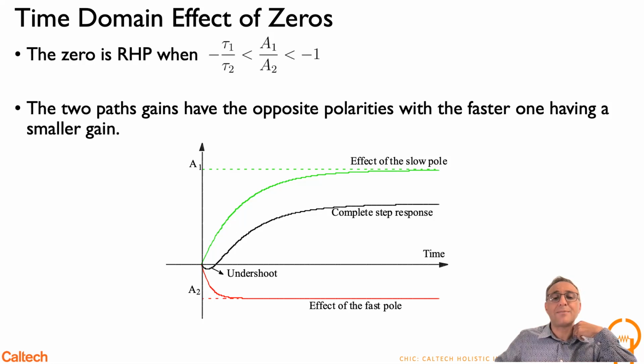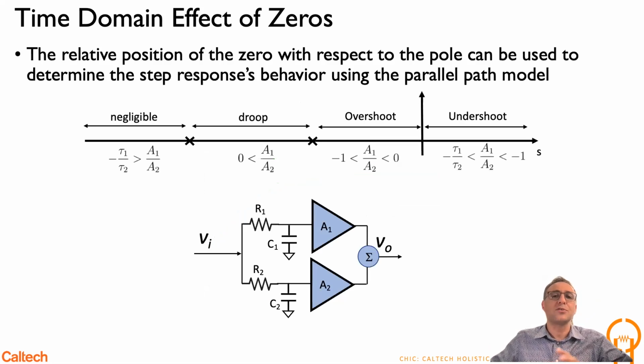And this is basically what happens in the beginning: the fast response, the red response, dominates, so it pushes the system in the opposite direction, but eventually the green signal will bring it back in the right direction. And that produces an overshoot, which, like we said, is a signature of the right half plane zero in the transfer function of the system. Okay, so great.